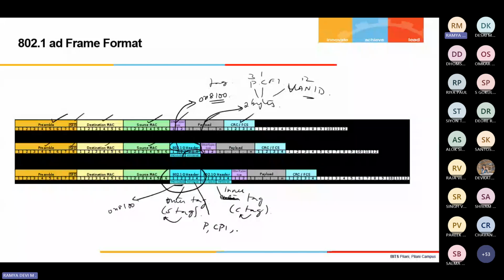So encapsulation will be there. This is the outer ID, which carries the tag information related to the service provider. And again, 4 bytes of information will be there. That is the inner tag, which tells the customer VLAN identifier, the customer tag information.